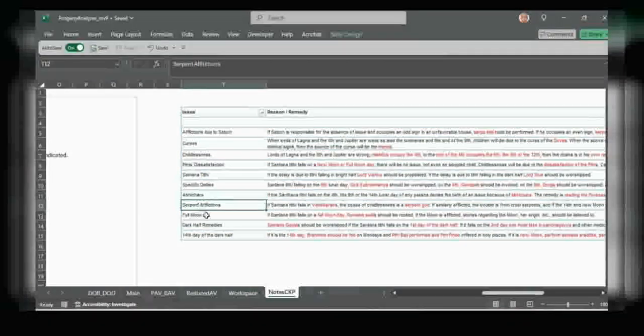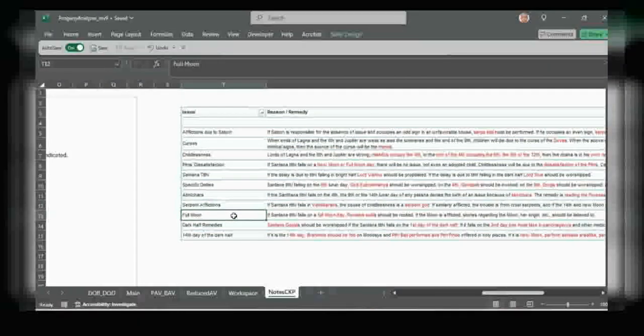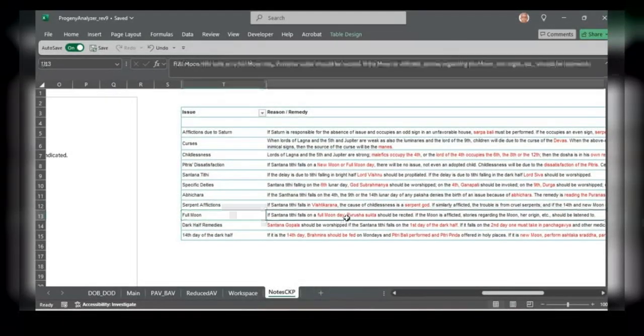There will be serpent afflictions when there is Vishtikarana, and the serpent god has to be prayed to. If it is a full moon day, then the Purusha Sukta is to be recited if the moon is strong.